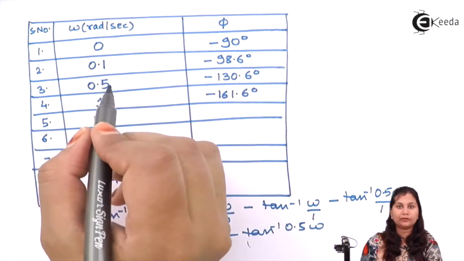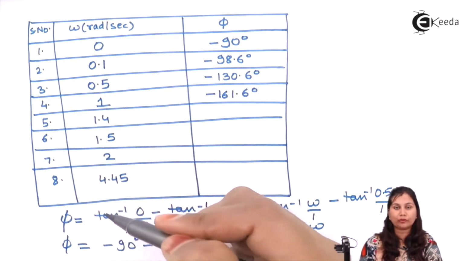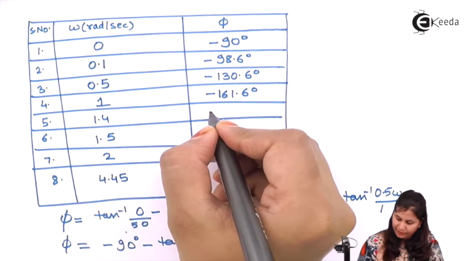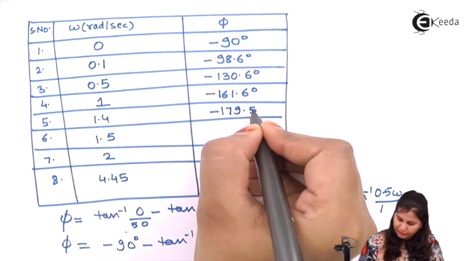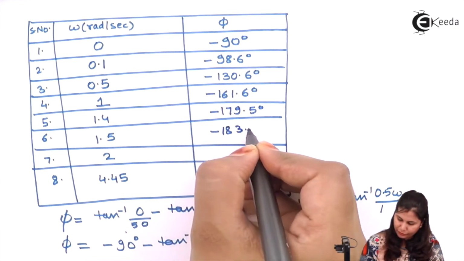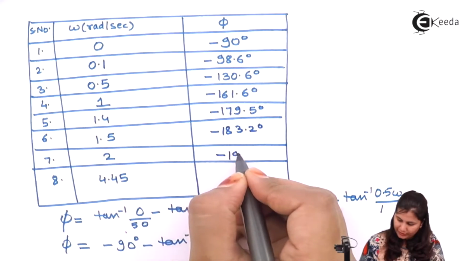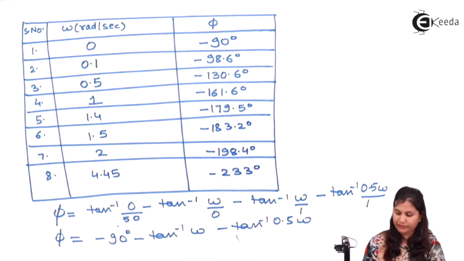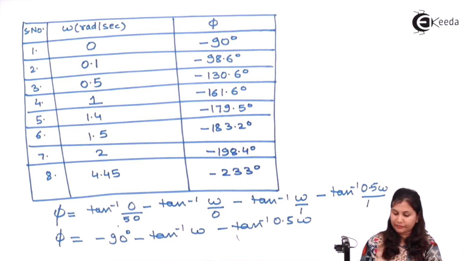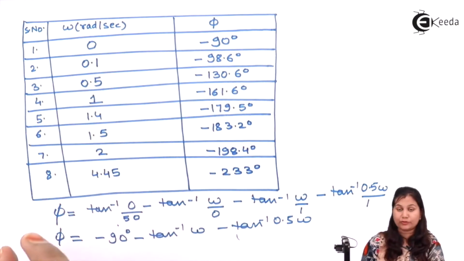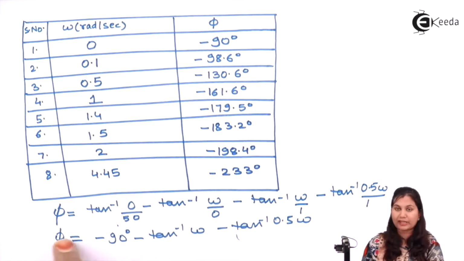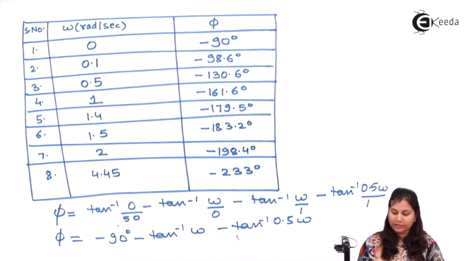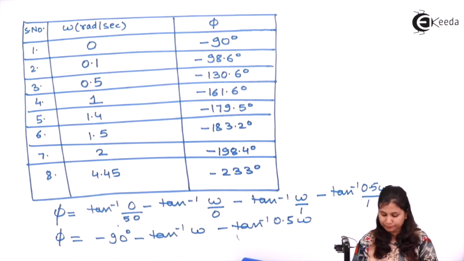And similarly, we will calculate the value of phi for different values of omega. So it will come out to be minus 179.5 degrees, minus 183.2, minus 198.4 degrees, minus 233 degrees. So here we have calculated the different values of phi for different values of omega, okay, using this phase equation. So we have the table for the phase plot, and also we have the table for the magnitude plot. So let's draw the Bode plot for this problem.